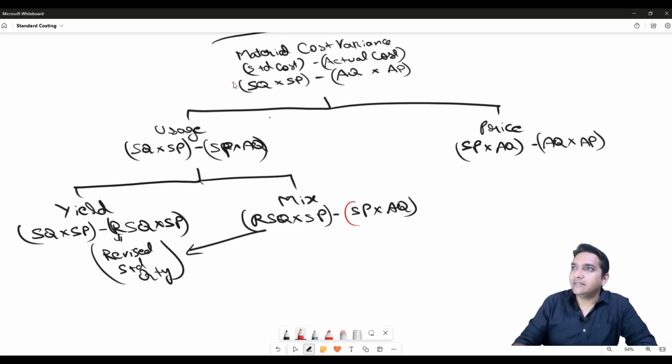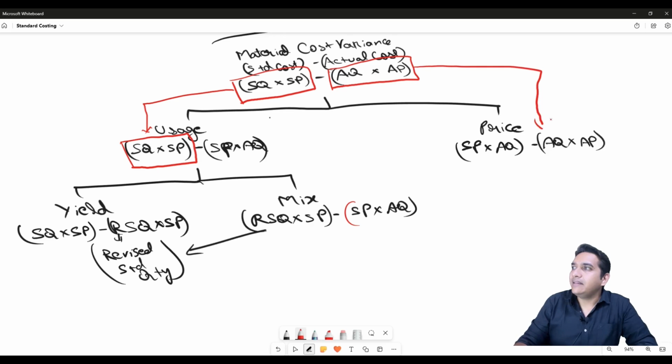How? You take the first part of the material cost variance formula, that is standard quantity into standard price, and write it as the first part of usage, which goes here, right? And then you take the second part of the material cost variance and write it in the material price variance. It's the same thing. Then now you have got one part of the formula for usage and price.